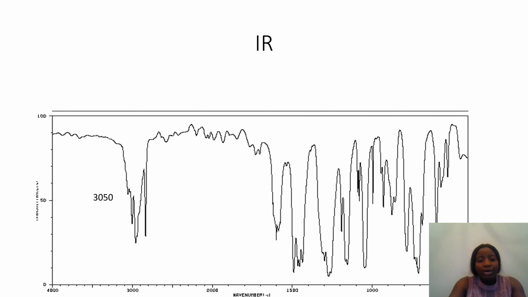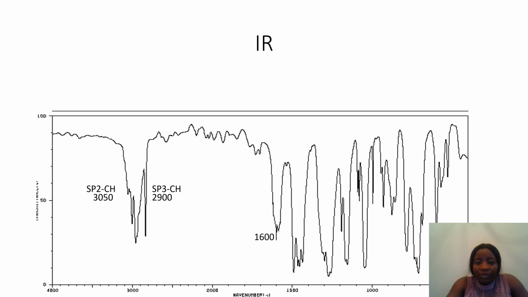If we look here on the left of 3000, around 3050, I'm not sure about this centimeter -1, I couldn't put it, so that's why I didn't put the unit. We can see that we have a peak here, which means we have sp2 carbon on our molecule. And right here, this peak at the right of 3000, which is around 2900 centimeters -1, we have sp3 carbons.